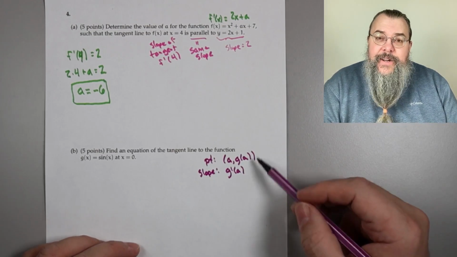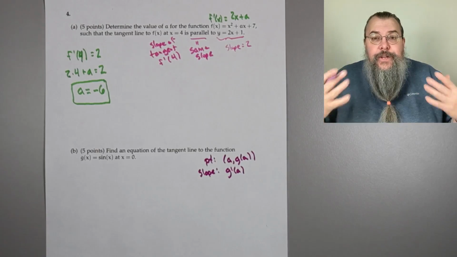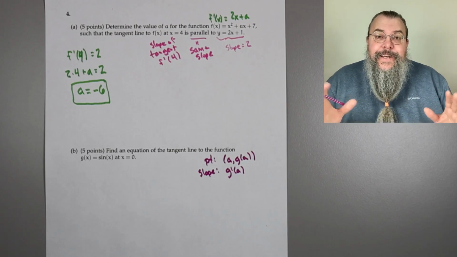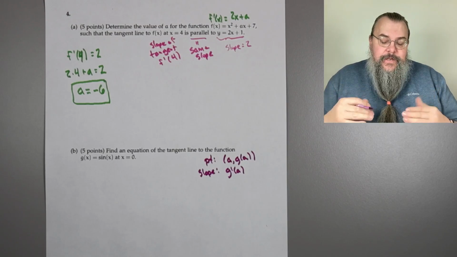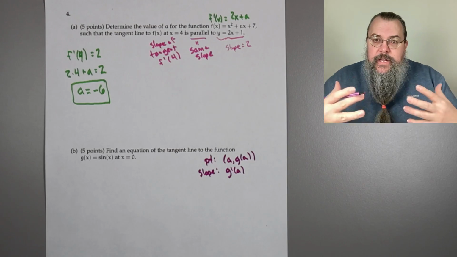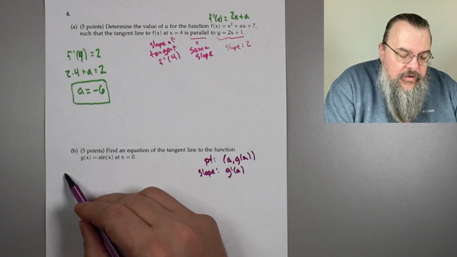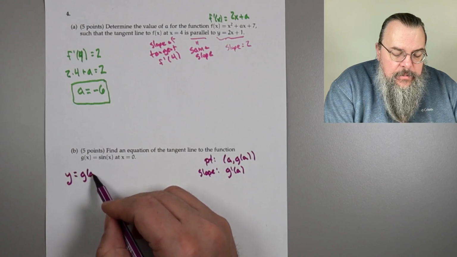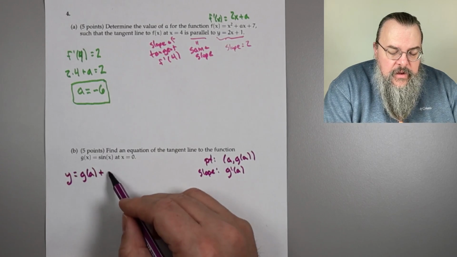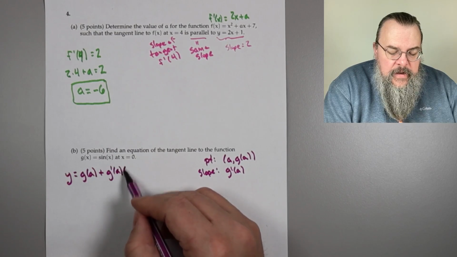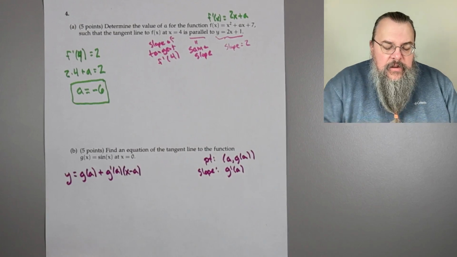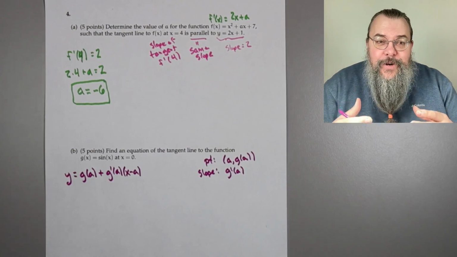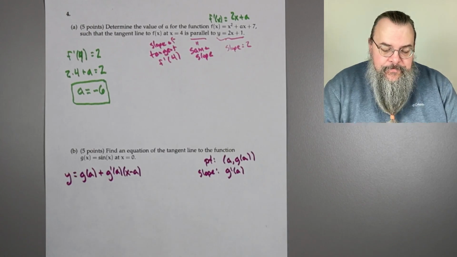As long as you remember how to get point and slope, and you remember how to form a line from a point and a slope, you're going to get it. Now, I like this formula, and I'd like to write it as y is equal to g at the point plus g prime of a, x minus a. This really sets the groundwork for things which are to come.